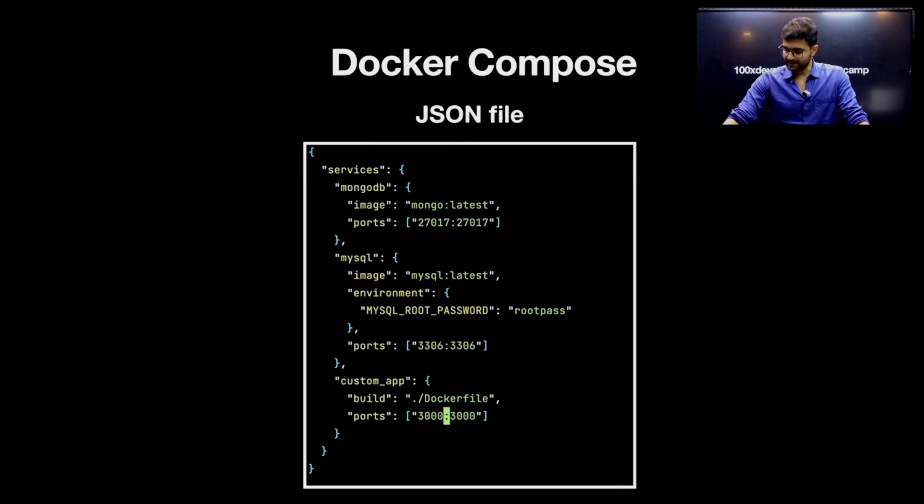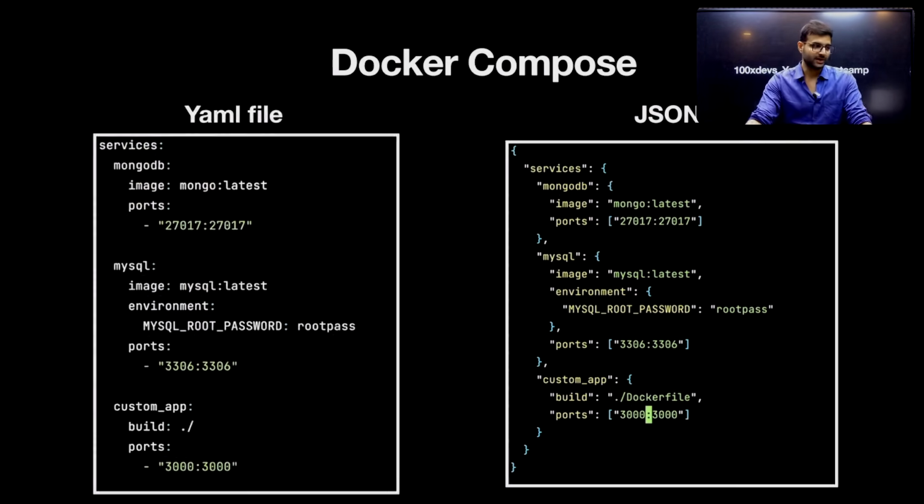But you don't really need a JSON file. What do you need? A YAML file. So here is a representation of the thing that's written on the right in the YAML format. There are very subtle differences. YAML does not have brackets. It has these colons.